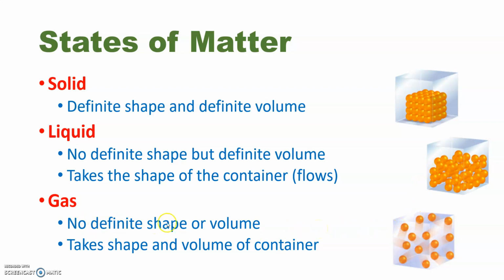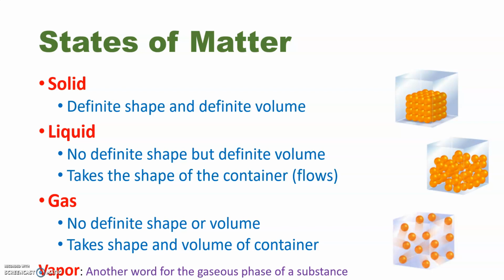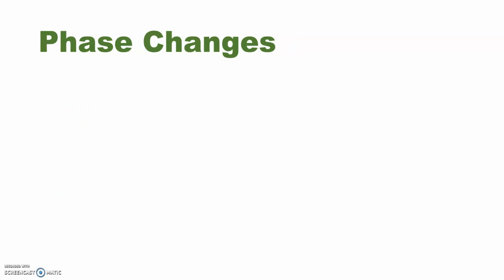So gas doesn't have a definite shape or a definite volume, and because there's space between these particles, if you compress a gas, you can get them to squish together into a smaller volume. And another thing: vapor is another word for the gaseous phase of a substance. So if you ever see the word vapor, it means gas, or it's very similar to the word gas.